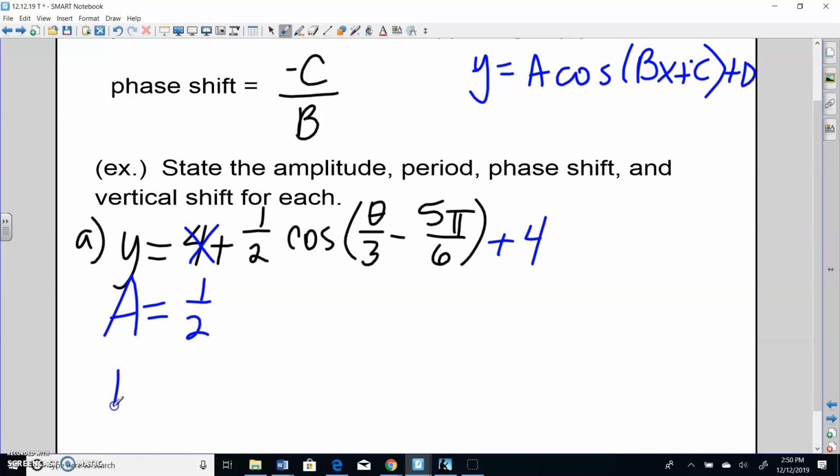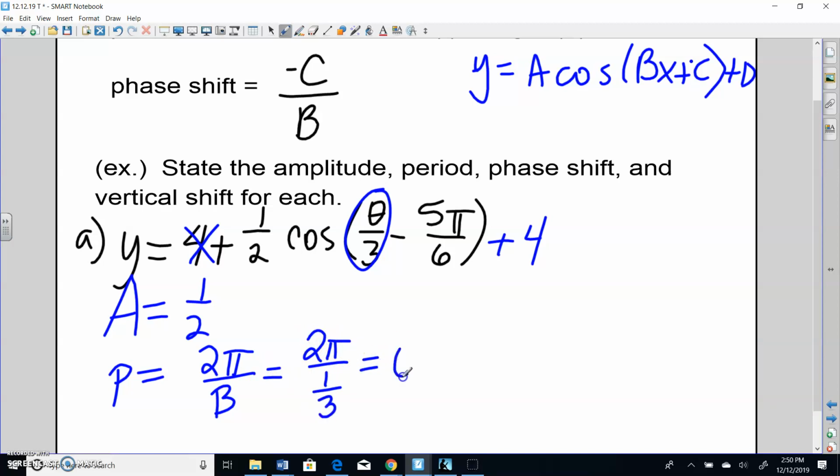Period. Again, we will take 2 pi over b. And theta is the same as x, right? It's the same. It's just the variable. So here, what are we multiplying by theta? 1/3. So b is 1/3. So we're going to take 2 pi divided by 1/3, and that gives us 6 pi. So that's the period.